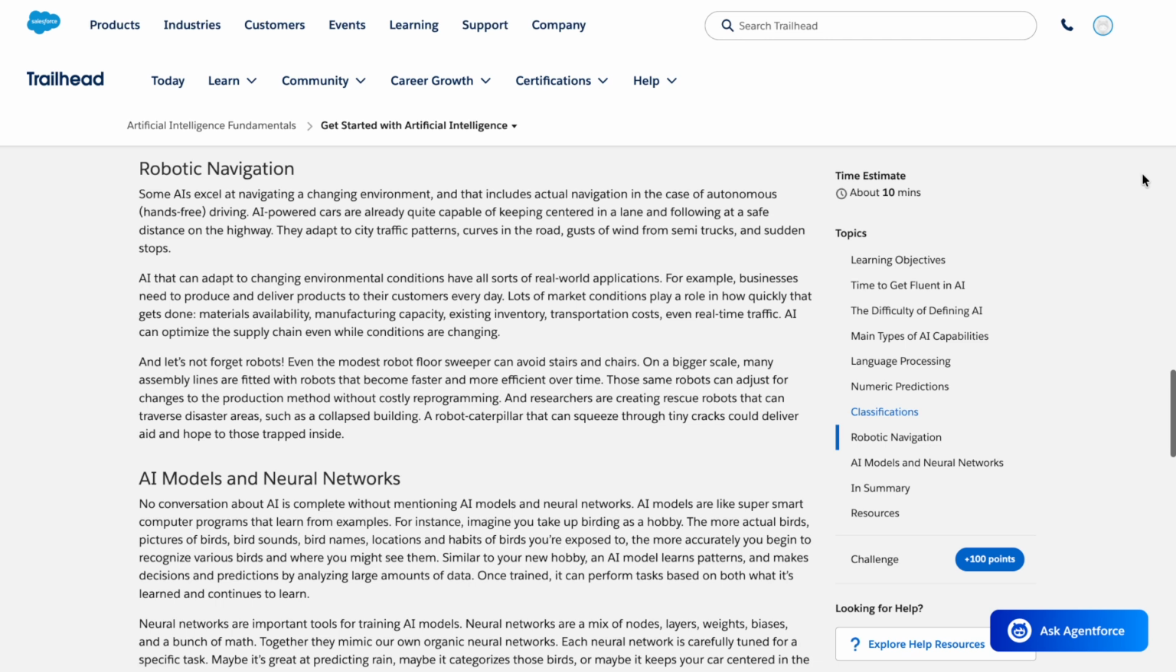For example, businesses need to produce and deliver products to their customers every day. Lots of market conditions play a role in how quickly that gets done. Materials availability, manufacturing capacity, existing inventory, transportation costs, even real-time traffic. AI can optimize the supply chain even while conditions are changing.